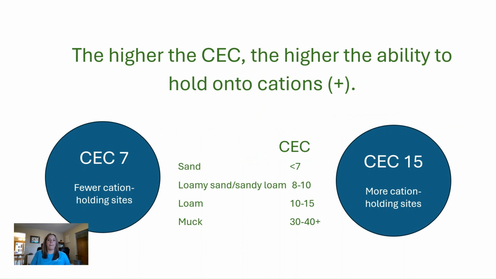Where we get into a little bit better soils in some of my southern sampling area, your CECs are generally going to be around 10, 11, up to 15, 16 maybe. And then when you get into those muck, the really high organic soils, your CEC is generally higher than 30.